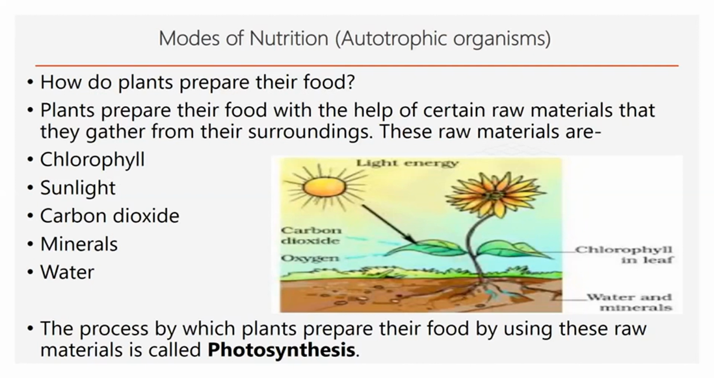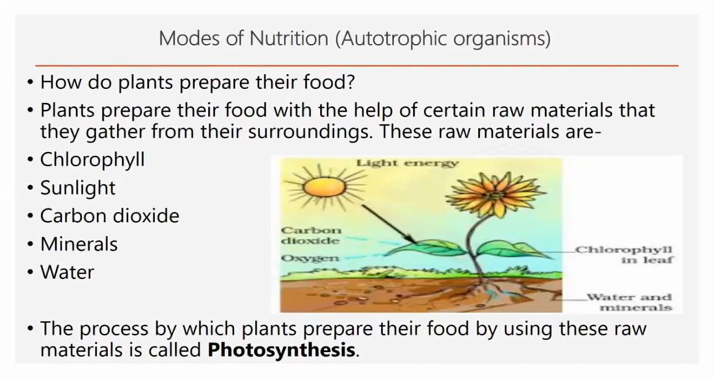Sunlight is the other raw material. It is the ultimate source of energy which is trapped or absorbed by the chlorophyll molecule to carry on the process of photosynthesis. The third raw material is carbon dioxide. The cells of the leaves get carbon dioxide from the air. The leaves have tiny pores called stomata through which carbon dioxide enters the leaves. The other raw material is water and minerals.